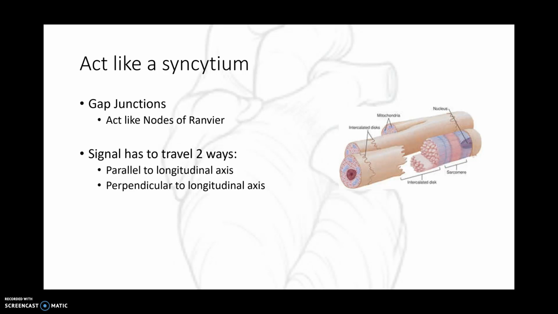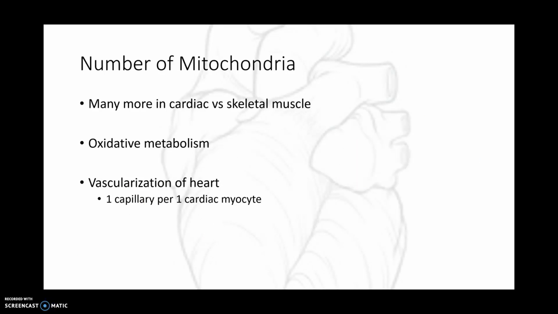The signal moves much more rapidly parallel to the longitudinal axis due to the gap junctions compared to perpendicular. Okay, so when we talk about the number of mitochondria within the cardiac muscle cells, there are many more in cardiac muscle cells compared to skeletal muscle cells.